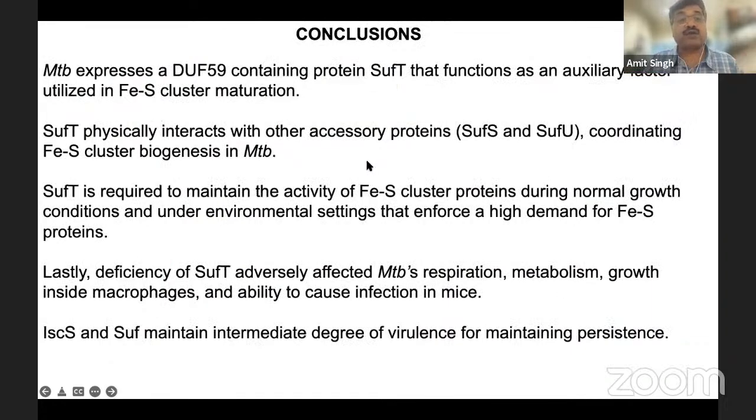So with this, I'm going to conclude that in the second part, we have been able to show that one of the proteins, SufT of the SUF system, which contains a domain of unknown function, perhaps works as an accessory protein in iron sulfur cluster maturation. Details are not yet known, but it appears that it physically interacts with other accessory proteins, which might help in making iron sulfur clusters. SufT is required both for maintaining iron sulfur cluster activity during normal growth and also under conditions where the demand for iron sulfur clusters is high, for example, oxidative stress and low iron, where iron sulfur clusters are going to be damaged. SufT seems to be required for repairing those iron sulfur clusters also. And lastly, deficiency of SufT adversely affects respiration, metabolism, and growth inside macrophages.